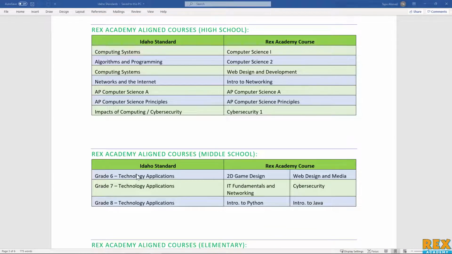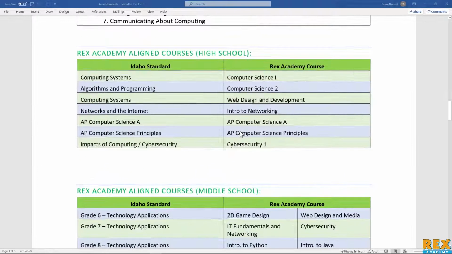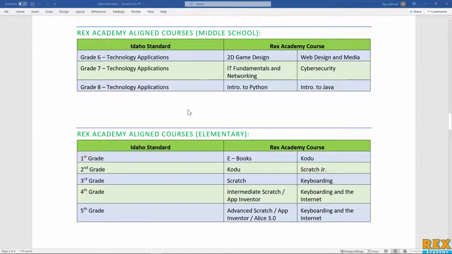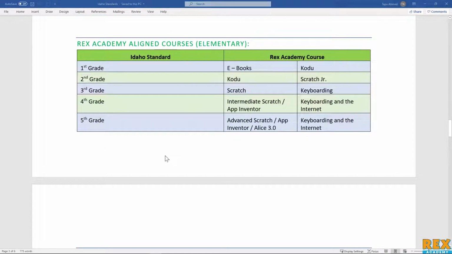Since Idaho is aligned to CSTA and ISTE, these are the courses I am recommending for high school. So I will let you read that list on your own. Pause it if you need to. These are the middle school. Again, this is relatively consistent with most states since they seem to have very similar standards in middle school. And then finally, an elementary.